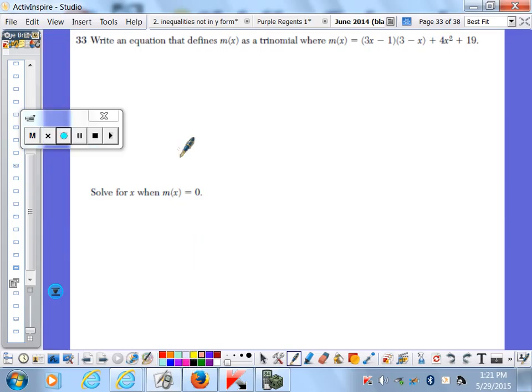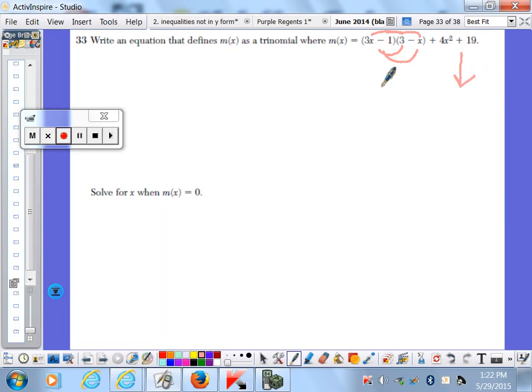Number 33. Write an equation that defines m of x as a trinomial where m of x equals this. So this question is really just telling you to do what you can with this equation up here. The first thing I notice is that there are 2 parentheses next to each other, so I'm going to double distribute very carefully, just the 2 of these. Okay, distribute the 3x, and then distribute the -1. After you've done that, you'll want to bring down the 4x squared plus 19.